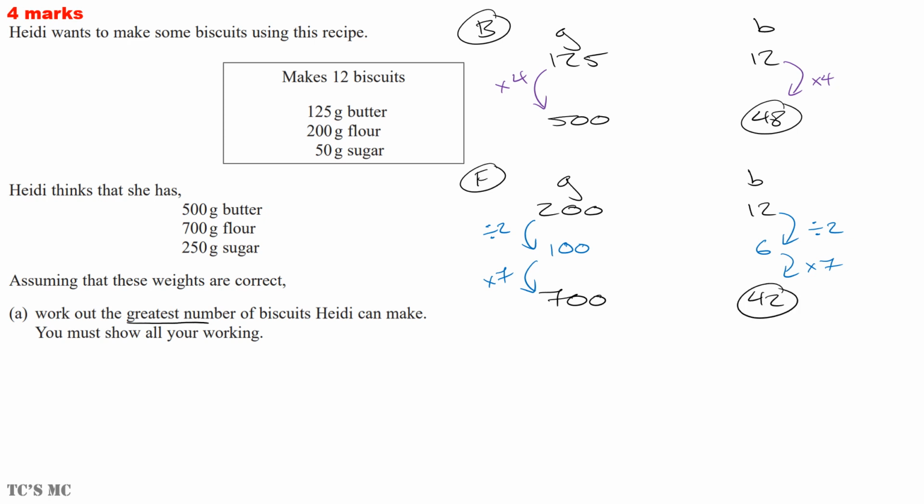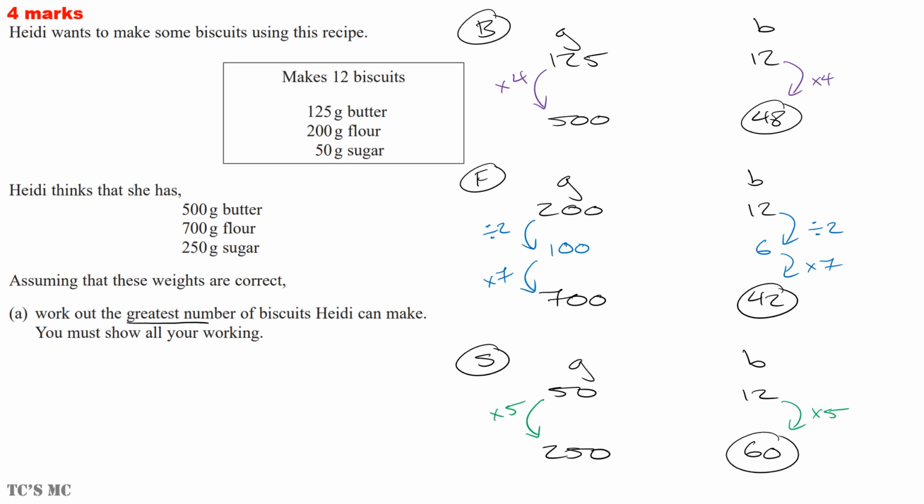Now moving on to sugar. Again, grams and biscuits. 50 grams makes 12 biscuits. Heidi has 250 grams. To go from 50 to 250, we need to multiply by 5. Do the same on this side. 12 multiplied by 5 is 60. And now we have a third mark.